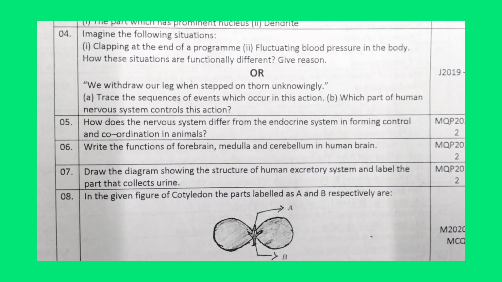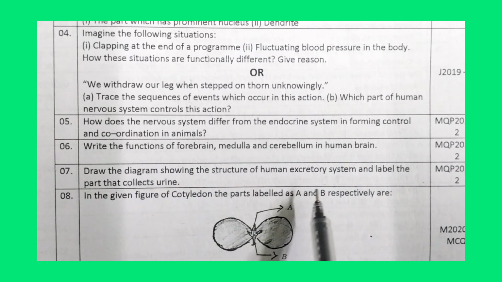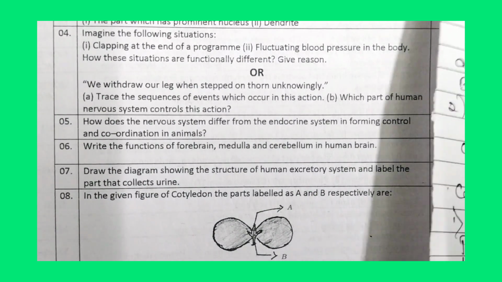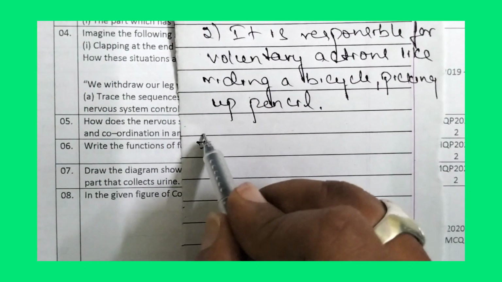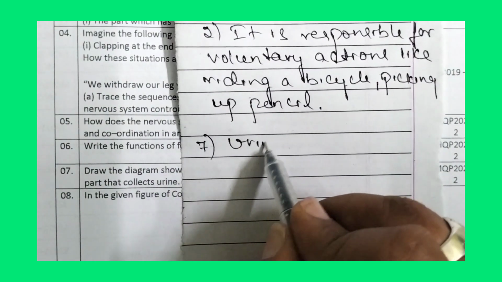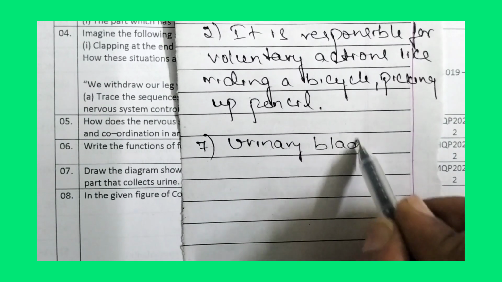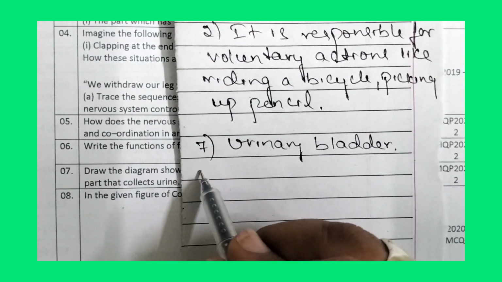Now let us move to the seventh question, which is a diagram. Draw the diagram showing the structure of the human excretory system and label the part that collects urine. The part that collects urine is the urinary bladder. So the urinary bladder collects the urine.